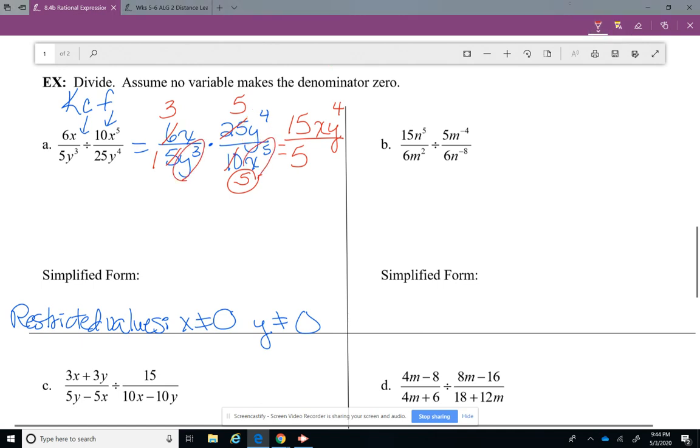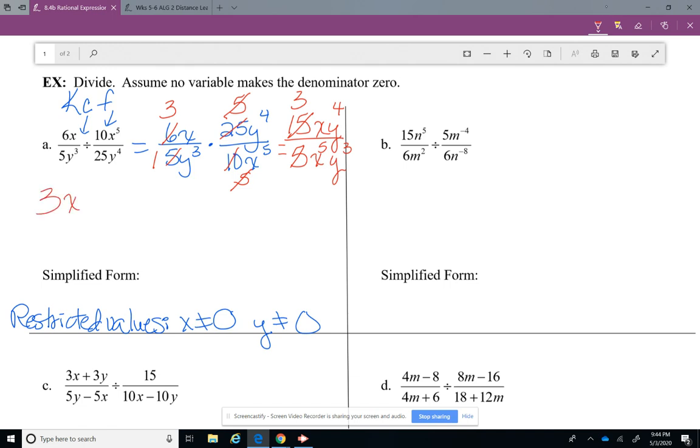Y cubed and x to the 5th. So x to the 5th and y cubed. All right, we still have to cancel. And I could have canceled right here. I didn't catch that those could have been gone, which would have just made this a 3. All right, so now we have 3 and x to the 1 minus 5 and y to the 4 minus 3.